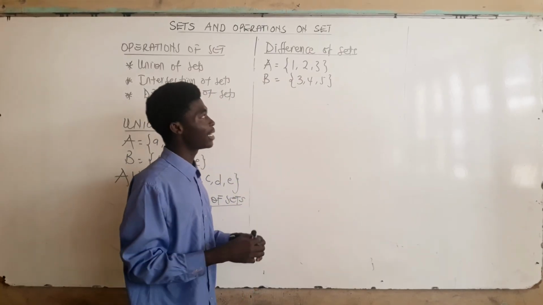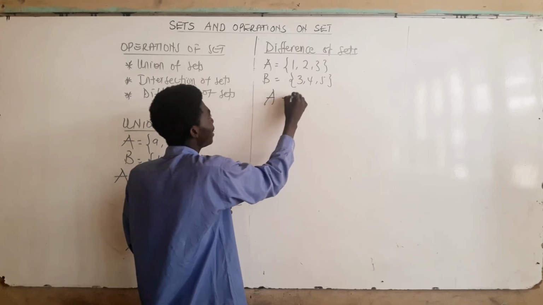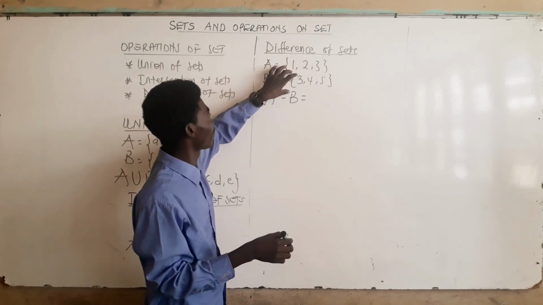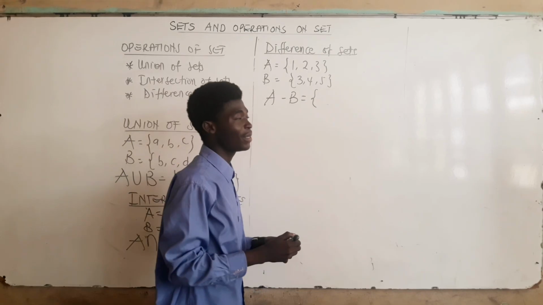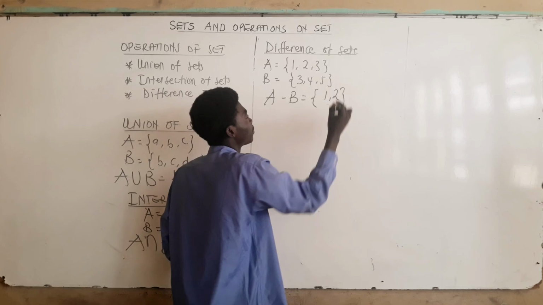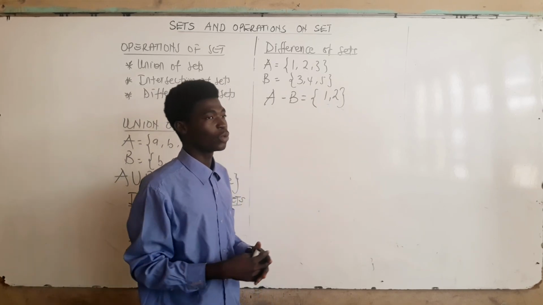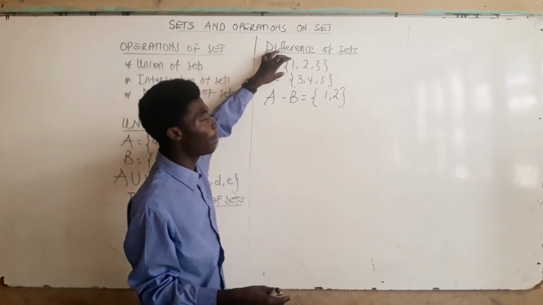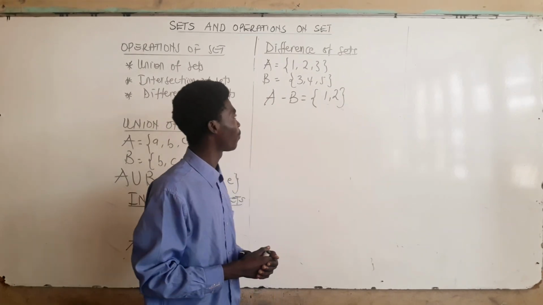So the elements that are in A but cannot be found in B. To write the difference of sets, this is how you are going to go about it: A minus B. So which elements are in A but not in B? We can write A minus B as 1 and 2. The answer is 1 and 2 because I'm saying the elements that can be found in A but not in B, and they are 1 and 2.